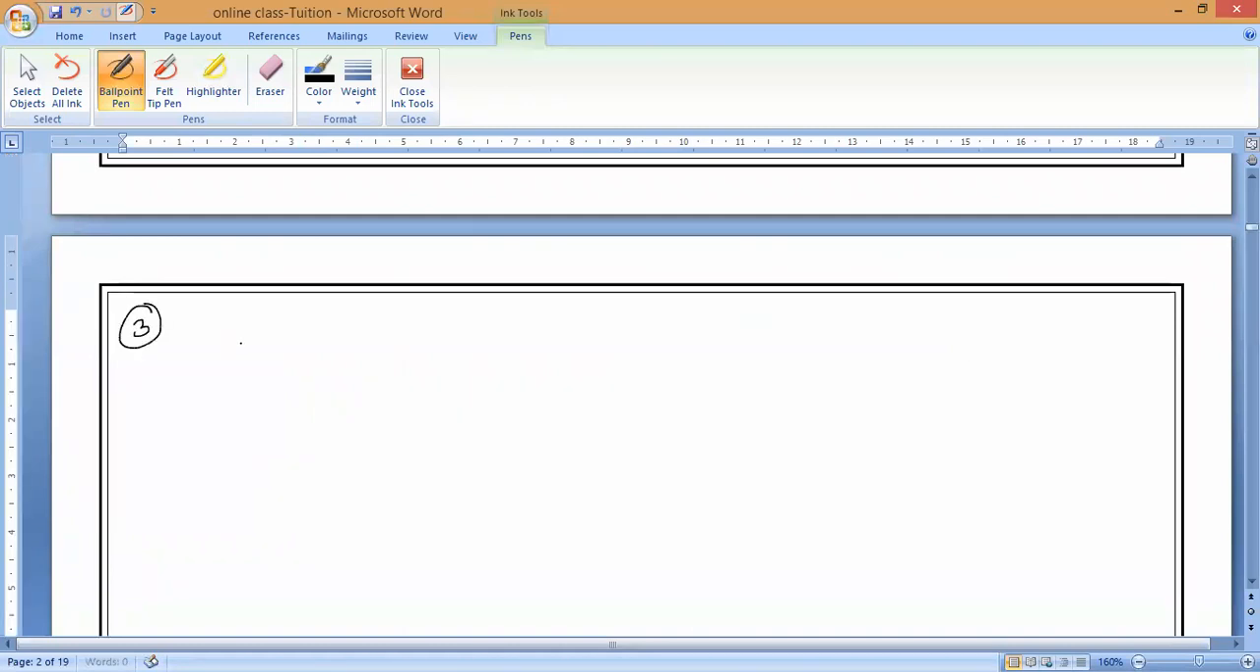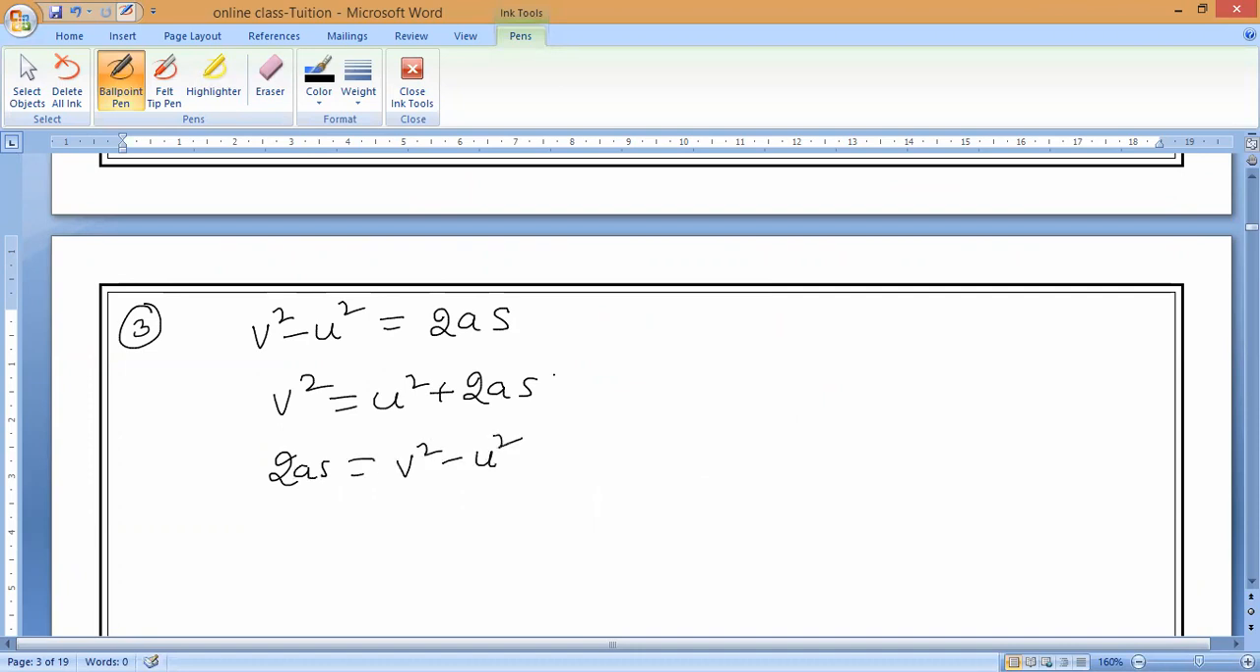V square minus U square equals 2as. Also we can write V square equals U square plus 2as. All are correct only. Or 2as equals V square minus U square. So all the things are similar only. So you can remember this. Is it okay, guys?